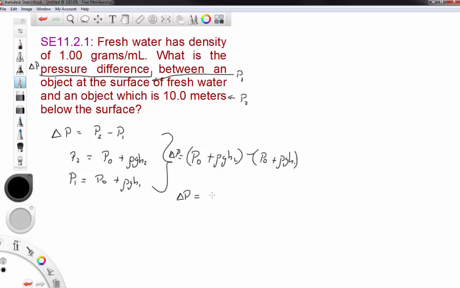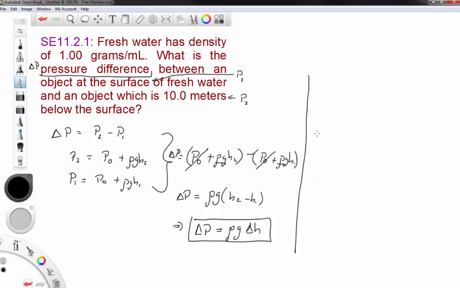Notice if we combine like terms that the P0s will cancel and you end up with rho G, because that's in both of these terms, times H2 minus H1. Or in other words, the change in pressure should be rho times G times delta H, or the change in depth.